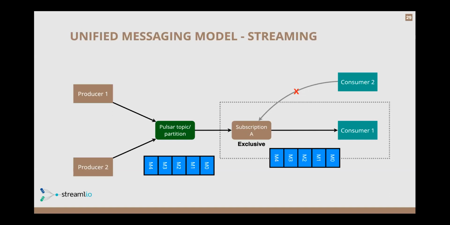So in this particular case, we have two producers writing messages M0 through M4 into the Pulsar topic. Consumer 1 is reading that topic, and he's getting the messages in the order that they were published. That's referred to as the streaming messaging model. I'm guaranteed to get the messages in the order that they were published.